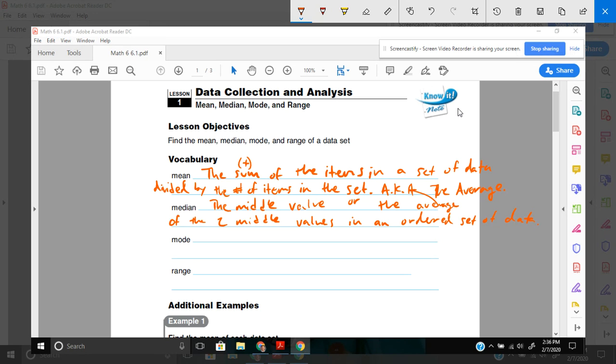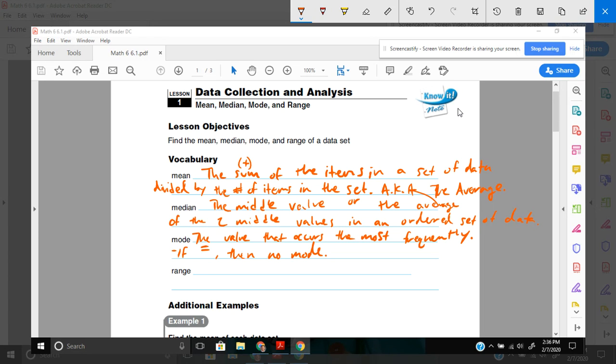The mode is the value that occurs the most frequently. And when all numbers occur an equal number of times, the data has no mode. So if equal, I'll put then no mode. Again, I'll show you that in an example. I know there's an example here coming up.